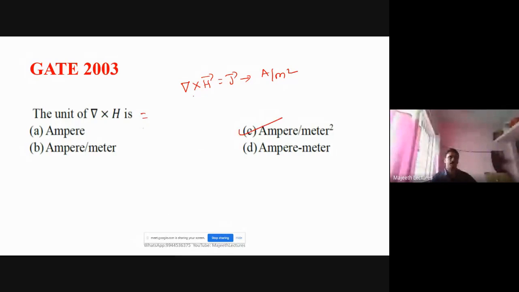So this is the answer. Otherwise, we know what is the unit of del 1 by m. What is the unit of H? Ampere per meter. So ampere per meter square. That is also the right answer.